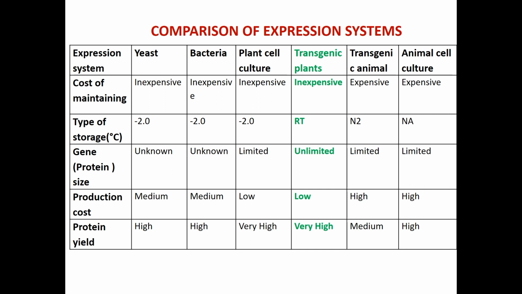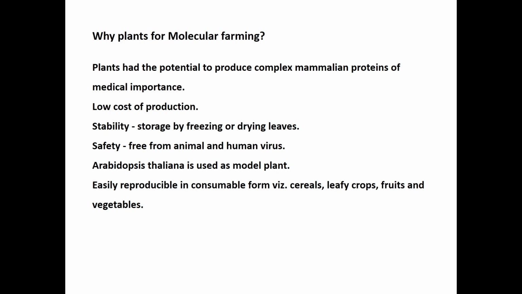However, some of the proteins require some specific ambience, so those can be produced in either yeast, bacteria, or plant tissue culture, or transgenic animals, or animal cell cultures. Those are the platforms that can be used for production of some specific proteins.